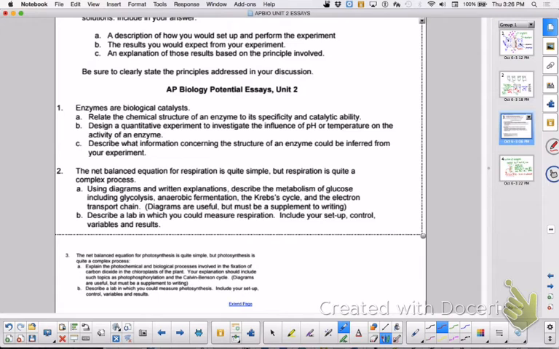Yes? Let's say we go even further and could we hypothesize that, if we increase the temperature, wait, no. Okay. Yeah. Go ahead, what was your question?